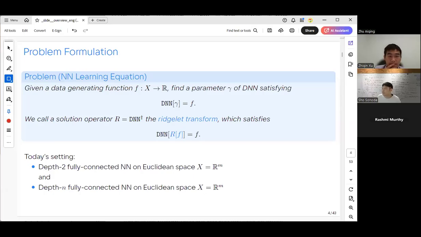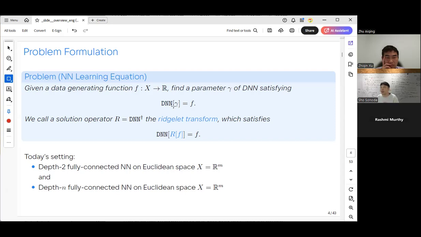Suppose that we are given a function f, a data generating function f on a data space X. Suppose that a DNN is parameterized by parameter gamma, and find the unknown parameter gamma of the DNN so that the network is equal to the function f. So f is given and gamma is unknown.